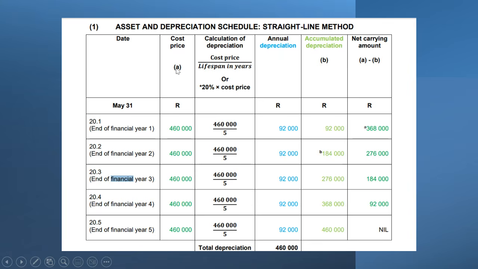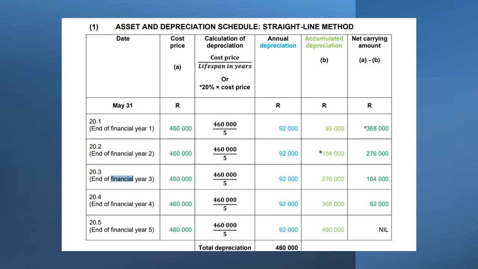So we apply the formula that I showed you earlier. We said the cost price less the residual value. In this case, the residual value we were not told, so we assume it is 0. So if you say 460,000 less 0, you'll be left with 460,000. And they told you that the useful life is 5 years.